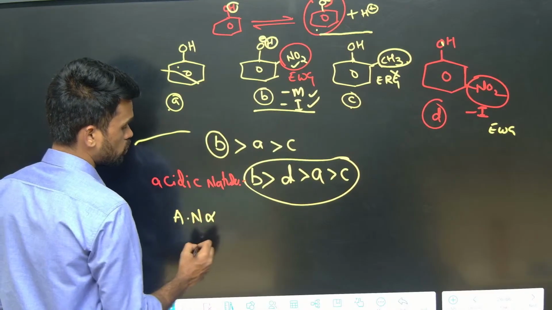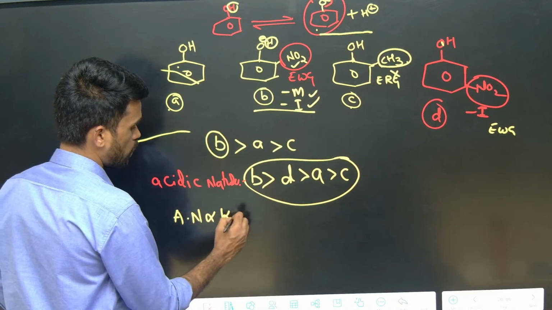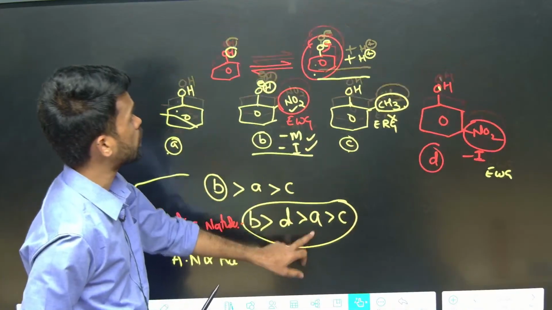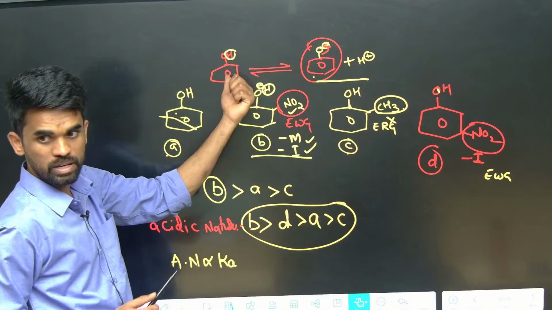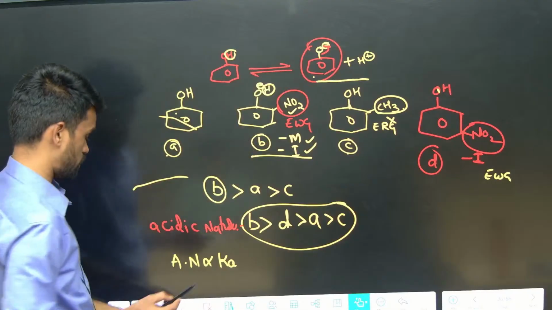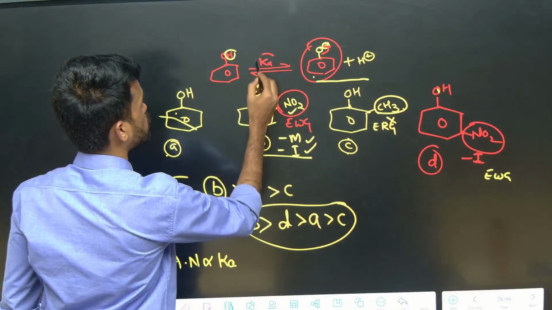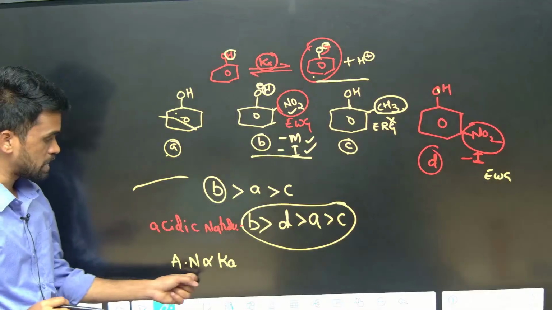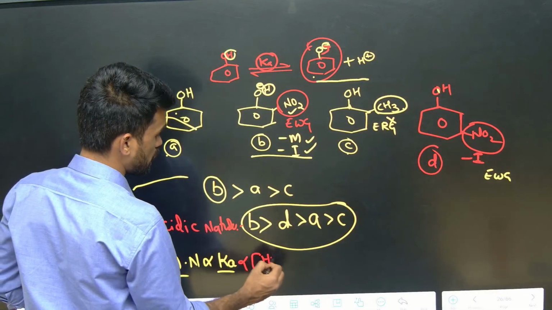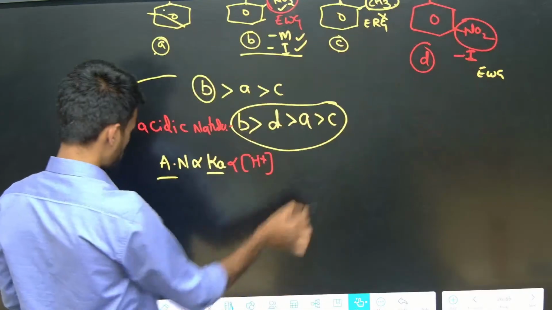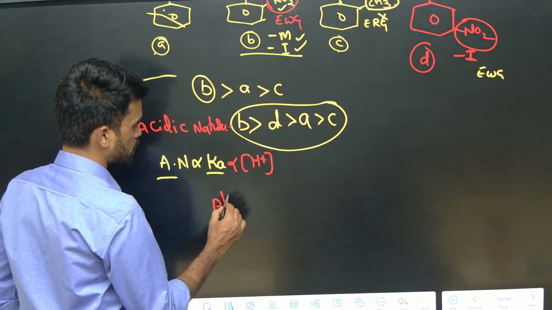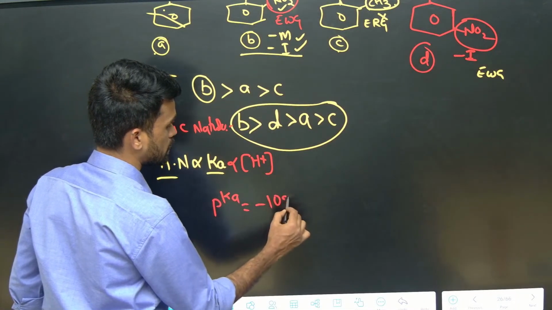See, acidic nature is directly proportional to Ka. What is this Ka? This is the acid dissociation constant. So how do you write it? Concentration of products by concentration of reactant. So the more the concentration of product, the more the acid dissociation constant. So if this Ka value is more, it is more acidic. So acidic nature is directly proportional to Ka or to the concentration of H plus ion. Now there is something called pKa. What do we mean by pKa? pKa is nothing but minus log of Ka.